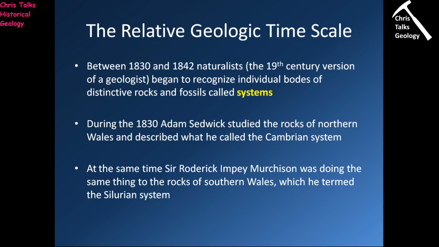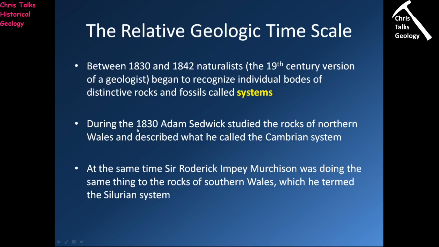So during the 1830s, a gentleman called Adam Sedgwick studied the rocks of northern Wales and described what he called the Cambrian system. You might notice, by the way, Cambrian is also a name of one of the periods of the geologic timescale. At the same time, a gentleman called Sir Roderick Impey Murchison was doing the same thing to the rocks of southern Wales, and he termed that package of rocks the Silurian. Once again, you might notice Silurian is also a period on the geologic timescale.